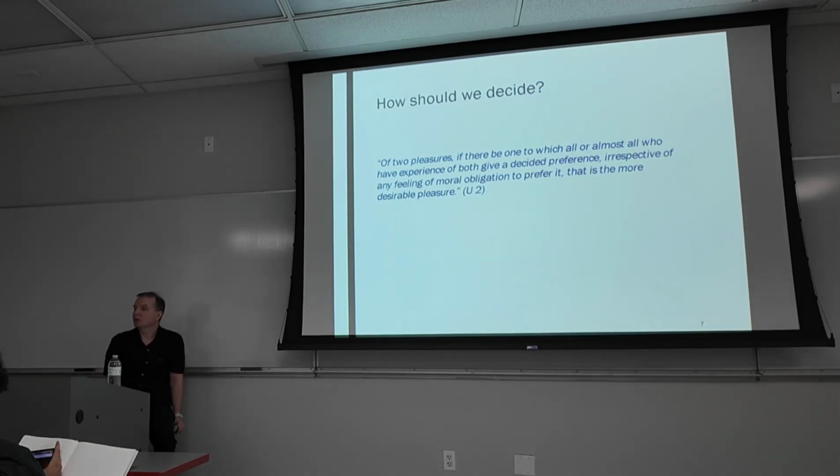Here's another good quote. "Of the two pleasures, if there be one which all or almost all who have experienced both have a decided preference, irrespective of any feeling of moral obligation to prefer it, that is the more desirable pleasure." So if people, just as an example, had the pleasure of reading a book and then the pleasure of eating a tasty meal, and these people will tell you that they got a better kind of pleasure from the book than from the meal, then that is a higher type of pleasure.